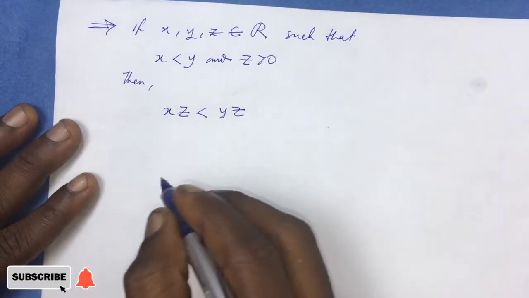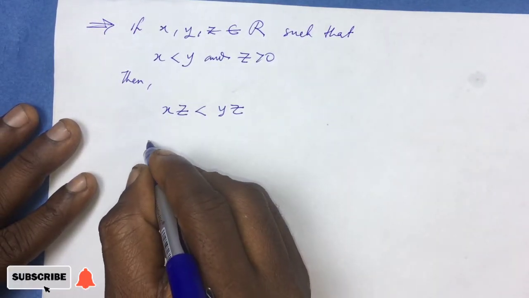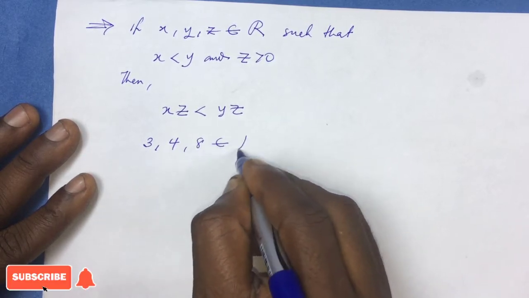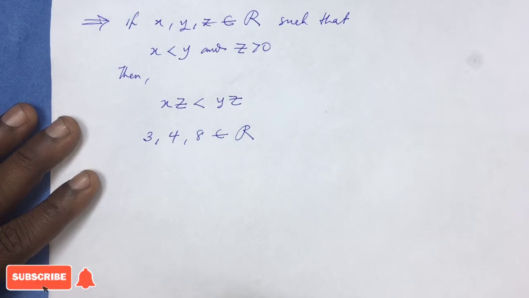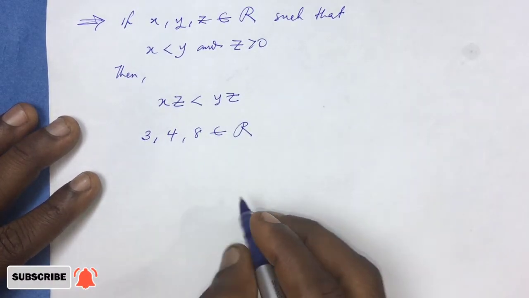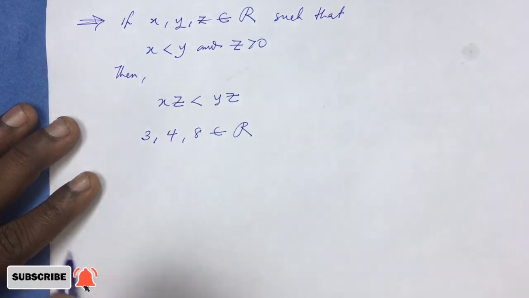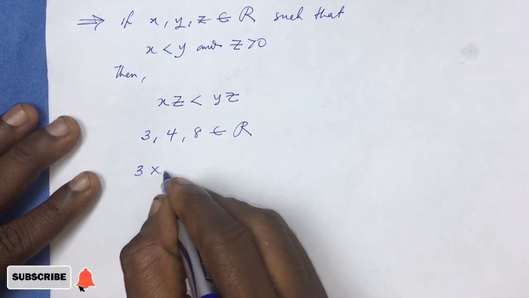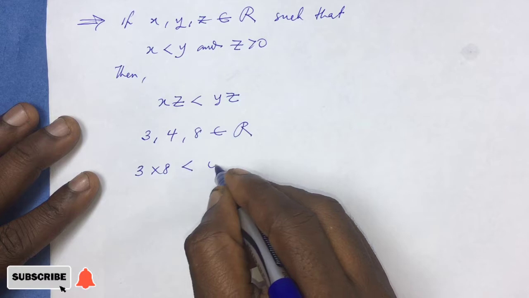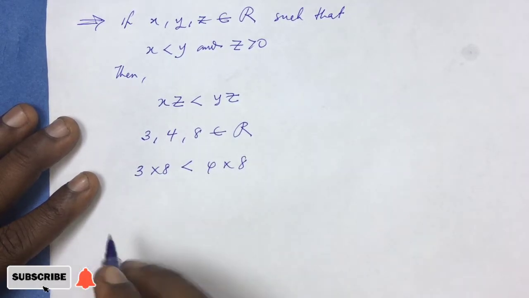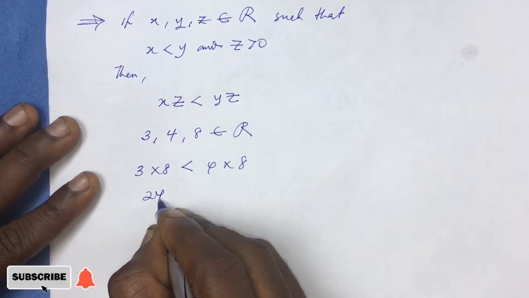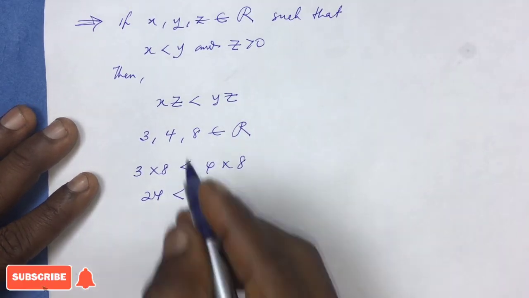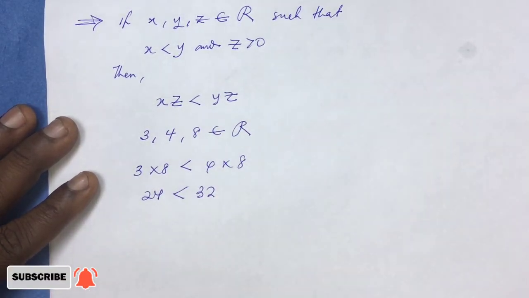So for instance, let's assume that I pick three numbers, 3, 4, and 8, that are members of the real number system. Then you realize that 3 times 8 will remain less than 4 times 8. That is because 3 times 8 will give you 24, and 24 is less than 32, which is 4 times 8. So that is what this property is talking about.